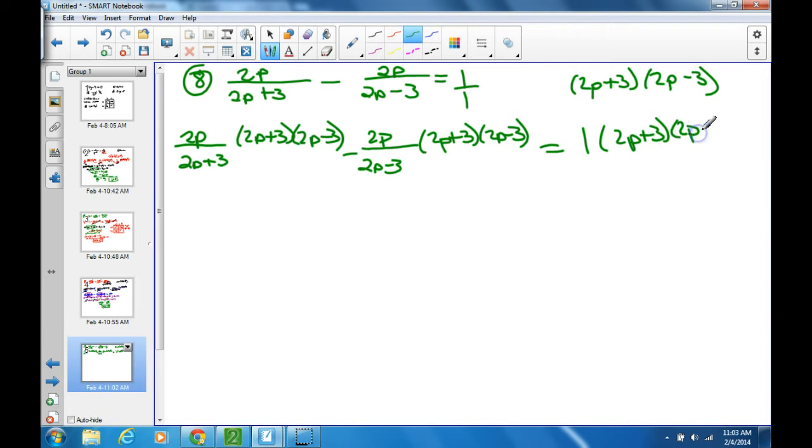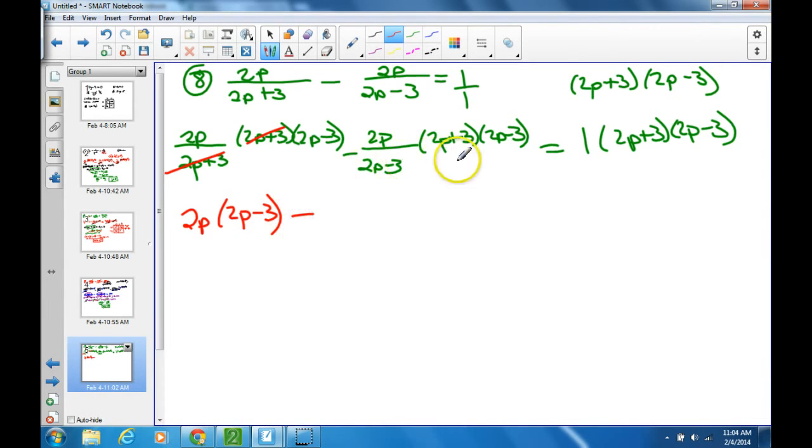A lot of writing. Okay? But, like I said, once you get it all written out, then comes the fun part of crossing everything out. Okay? So on the first term, what can I cancel out? Yeah, I can get rid of that. So I am left with 2p times 2p minus 3.